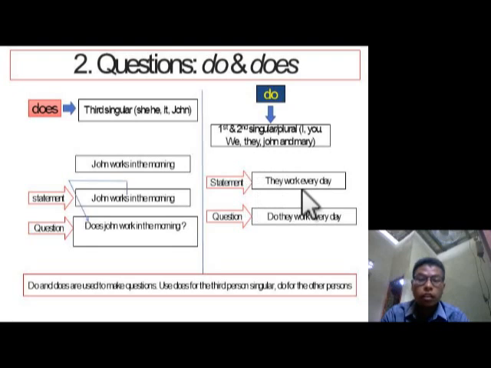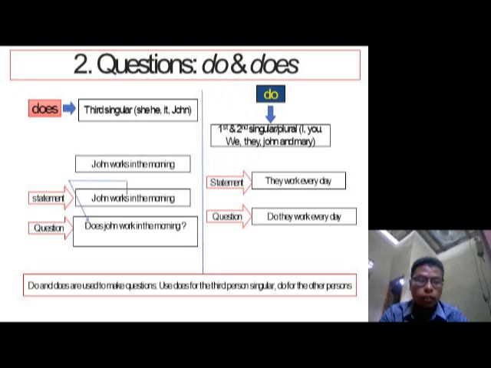The statement from they work every day, ya. Jadi contohnya itu they work every day. So when you ask this statement, do they work every day? Yeah, like that. Okay, I think it is easy to be understood. Ya, sangat mudah untuk dipahami. I think everyone here can make your own questions using do and does.